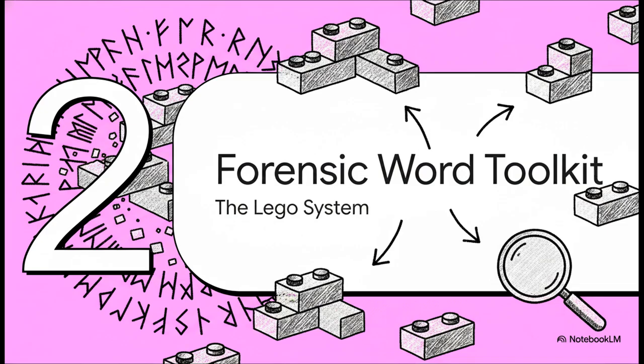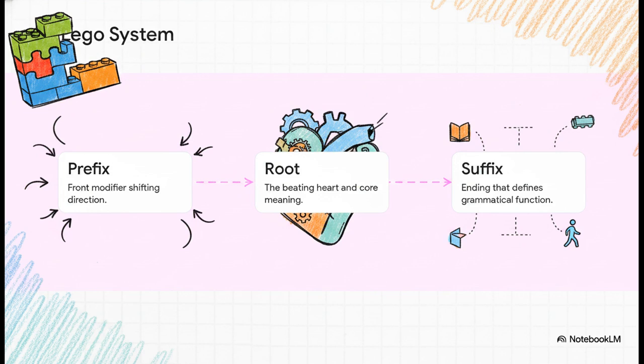Moving on to Section 2, the Forensic Word Toolkit, the Lego system. To decode these ancient, complex words, we need to understand how they're built, literally block by block. I want you to completely forget the habit of looking at a word as one big, scary chunk of letters. Stop doing that. Every difficult word is essentially a puzzle, or what I like to call the Lego system. It can be dismantled into 3 core pieces. Step 1 is the prefix. This is the modifier attached to the front of the word that shifts its direction or tone. Step 2 is the root. This is the beating heart, the absolute core meaning of the word. And step 3 is the suffix. That's the ending that tells us the word's grammatical function. You know, like whether it's functioning as a noun or an adjective.